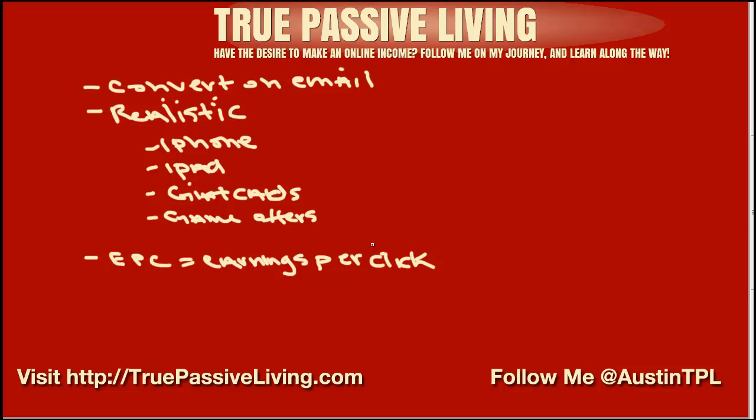So if you see something that's getting an earnings per click of say 0.02, that's 2 cents per click, that's probably not something you want to pick. If you see something getting upwards of 30 cents per click, give that one a shot. Anything above 30 cents per click, 24 cents per click usually does pretty good for me, and that's something I would recommend.